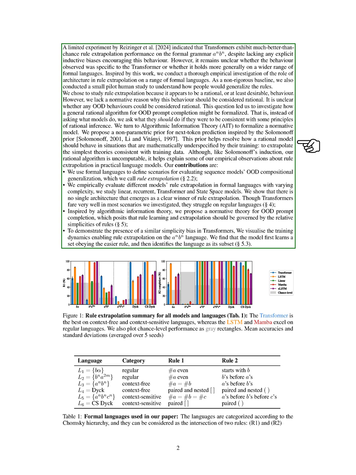Our contributions include defining scenarios for evaluating sequence models' OOD compositional generalization through formal languages, empirically assessing different models' rule extrapolation capabilities, and proposing a normative theory for OOD prompt completion based on the simplicity of rules. We also visualize the training dynamics of transformers on the a to the power of n followed by b to the power of n language, showing that the model first learns the easier rule before recognizing the language as a subset.